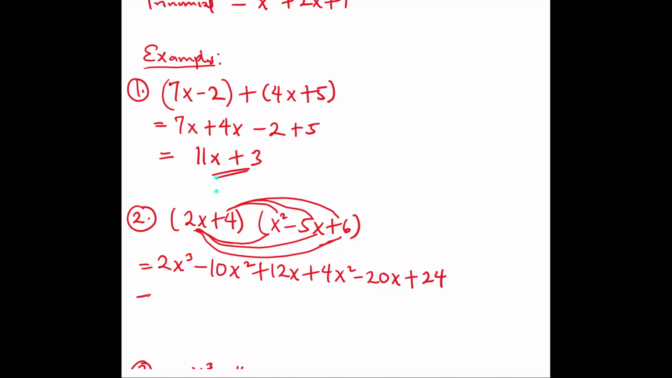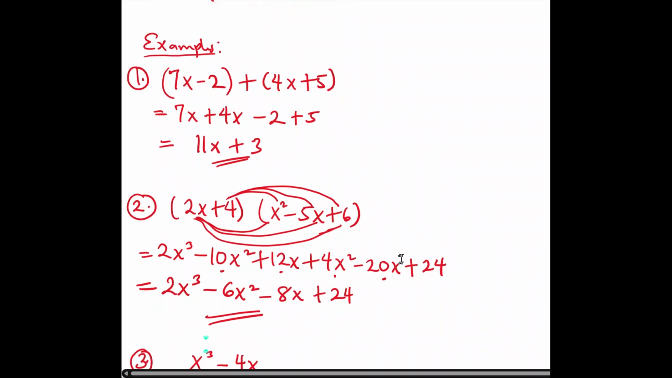Okay, so now we'll collect the like terms. So we have 2x cubed, then minus 10x squared and plus 4x squared are like terms. So minus 10x squared plus 4x squared will give us minus 6x squared, and then we have plus 12x and minus 20x, which will give us minus 8x. Okay, and then plus 24. So that will be the answer for that one.